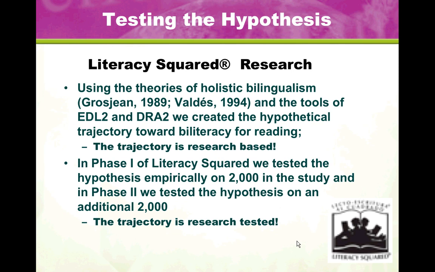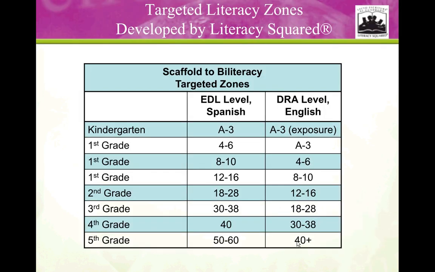Using the theories of holistic bilingualism and the tools of EDL2 and DRA2, we created the hypothetical trajectory toward biliteracy for reading. This trajectory is research-based. In phase 1, we tested the hypothesis empirically on 2,000 students in the study, and then in phase 2, we tested it on an additional 2,000. So using that information, we created what we call a targeted zone.